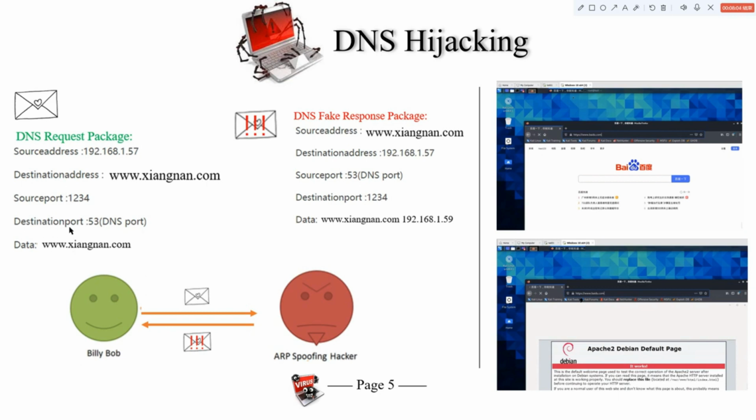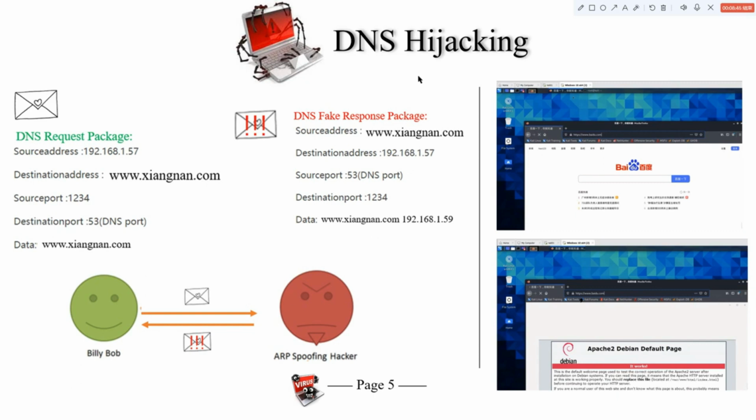So, according to this information, he will create another fake response package, and he will say that the source address of this response package is from his website, and he will tell the user that the IP address of this website is this one, 1.59. However, the real IP address of this website is not this one.